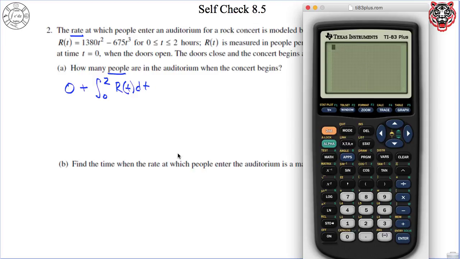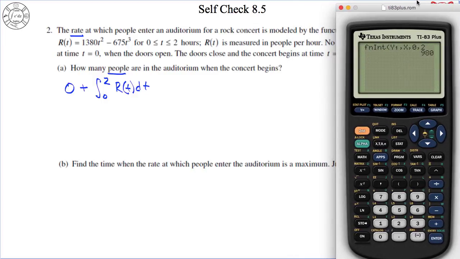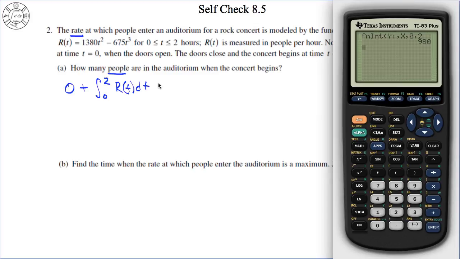So now I need to do this integral. It's 0 plus this, so I'm just doing math 9, the integral of my y1 variable with respect to x, from 0 comma 2. And we get 980. So this is not approximately equal, it's exactly equal to 980 people.